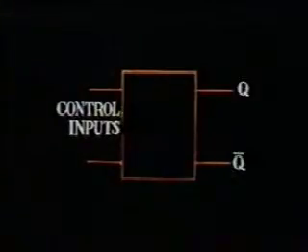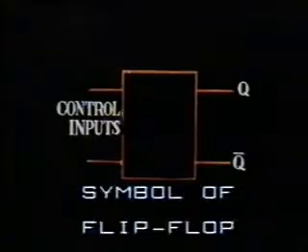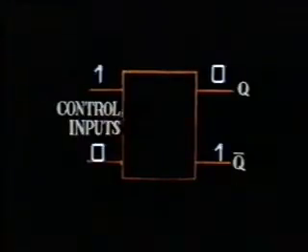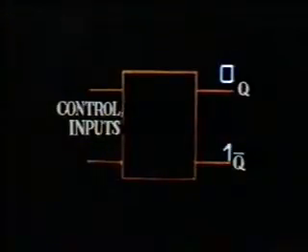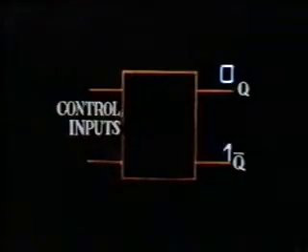It has control inputs and two complementary outputs, Q and not Q. One is the complement of the other. A flip-flop stores one bit at a time, either a 0 or a 1. It remembers its output even when the input is changed.